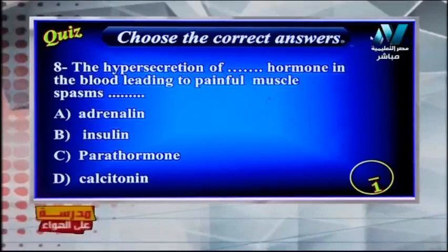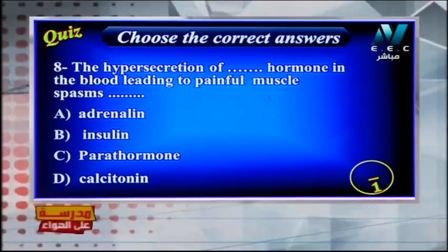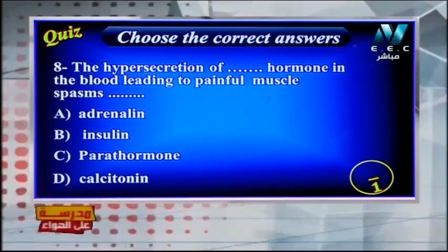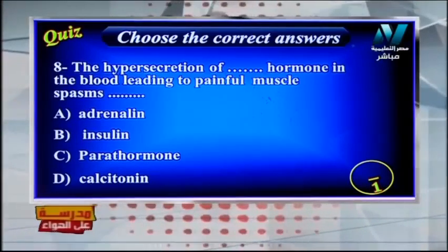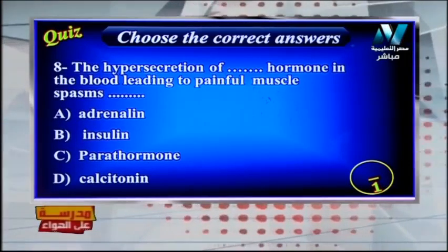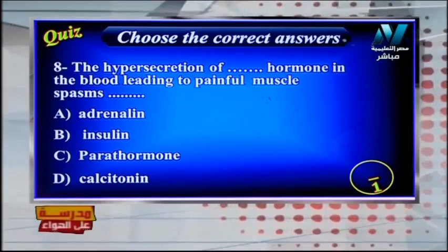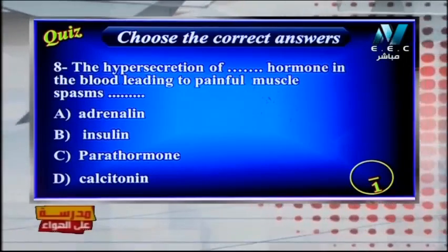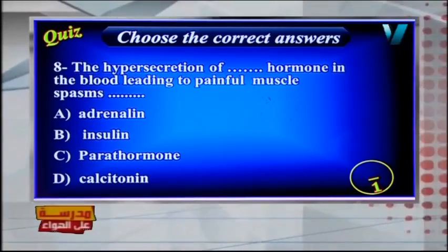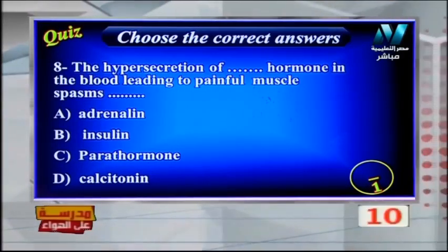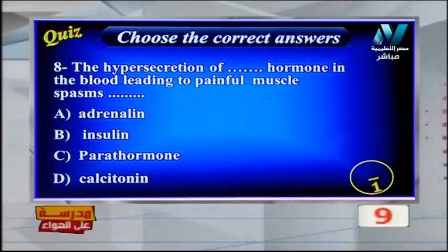شوف question number 8. The hypersecretion of ... hormone in the blood leading to the painful muscle spasm. بيسأل حضرتك على مين الهرمون اللي الهايبر سكريشن بتاعته بيعمل، الهايبر سكريشن بتاعته مش الهايبو، خلي بالك. بيقول لك ادرينالين، انسولين، باراثورمون، كالسيتونين. مع حضرتك 10 ثواني تقول لي رايت انسر.